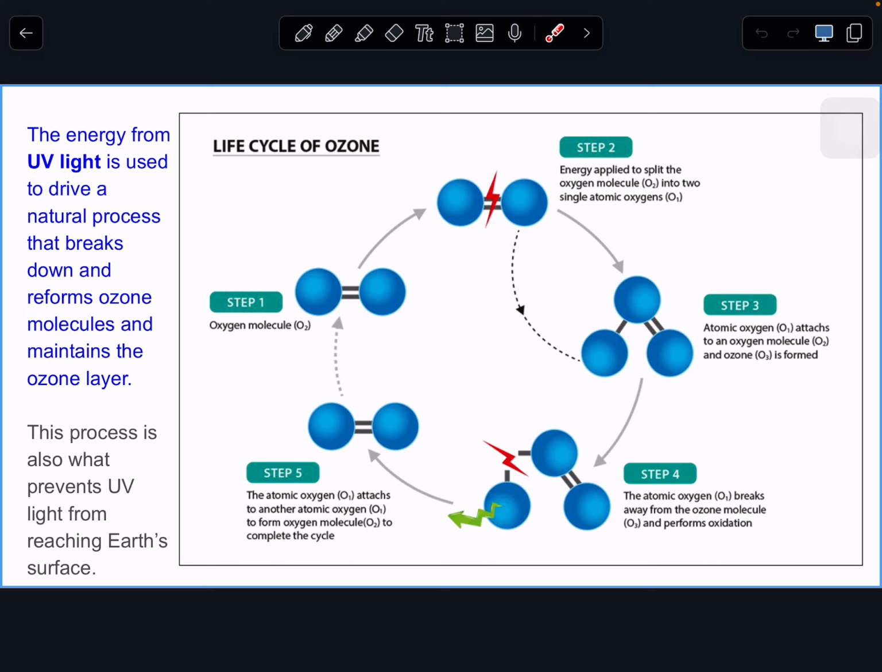You can see in this diagram that step one is we have an oxygen molecule. That oxygen molecule is going to get broken by light coming in. So you have two free oxygen atoms. One of the free ones is going to attach to another oxygen molecule and create ozone. The light breaks down the ozone into just an oxygen molecule, and then you go through that process again. So really the life cycle is oxygen, then ozone, then oxygen, then ozone, going back and forth.